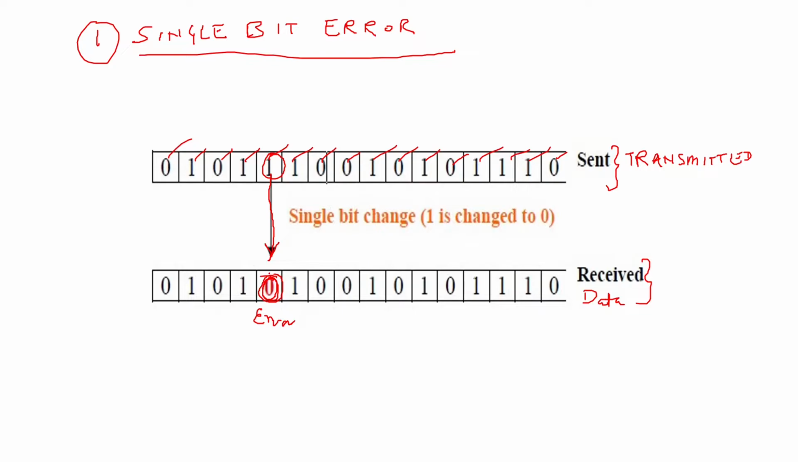Data unit can be a byte, a character or a packet. The figure shows the effect of single bit error on a data unit. A single bit error can occur in parallel transmission. They are less likely to occur in serial transmission. If 8 wires are used and one of the wires is noisy, then one bit can be corrupted.